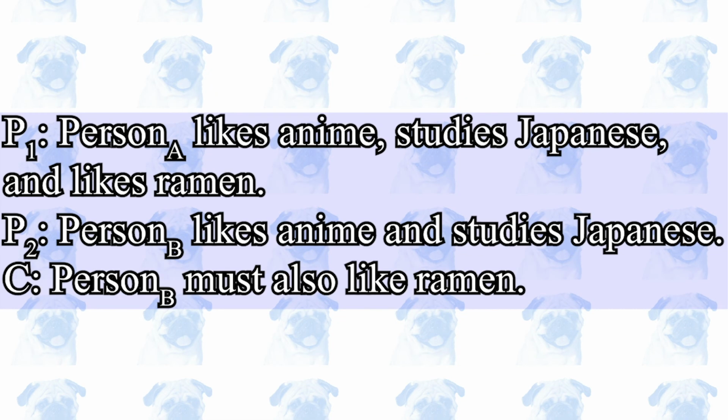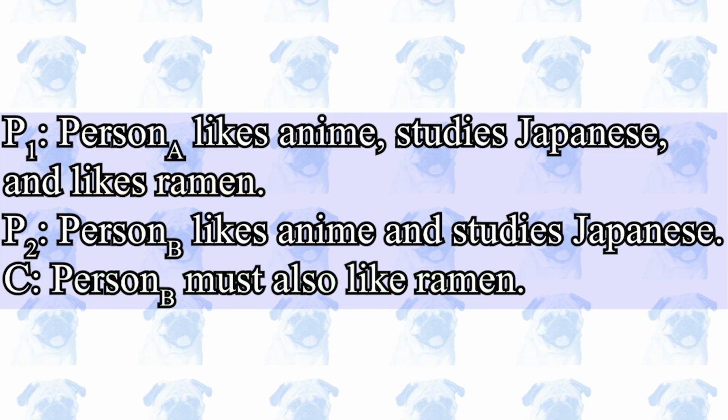10. Person A likes anime, studies Japanese, and likes ramen. Person B likes anime and studies Japanese. Therefore, person B must also like ramen. The first premise states that person A has 3 characteristics. The second premise states that person B shares 2 out of the 3 characteristics with person A. Since person A and person B are similar in these 2 respects, the conclusion infers that person B must also be similar to person A with respect to the third characteristic.